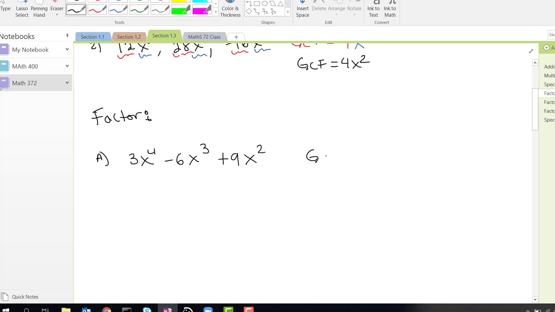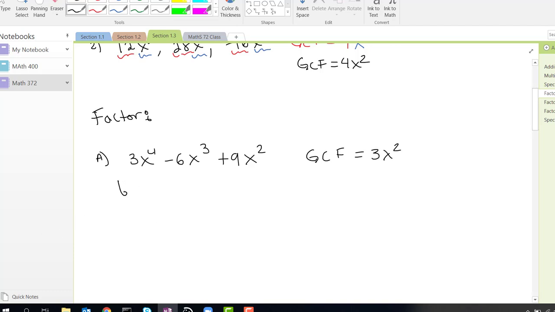So our GCF in this case, again, look at the coefficients. So you have 3, 6, and 9. So the GCF is going to have a 3 in it. And then x to the 4th, x cubed, and x squared. The one you can take out is the x squared. So this is our GCF.